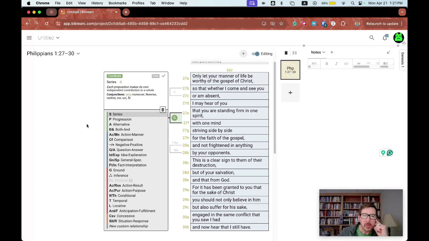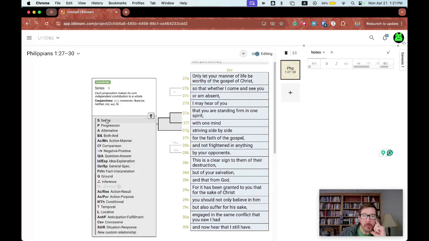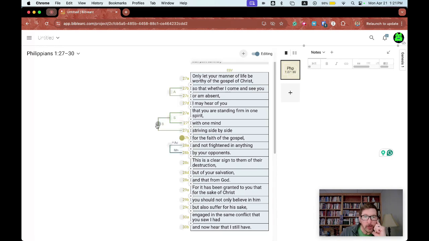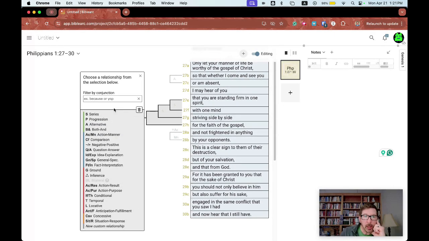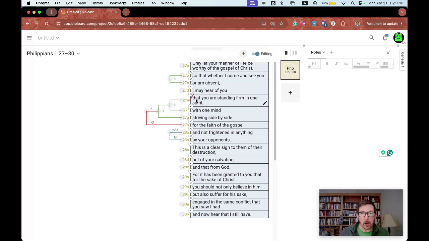So he wants to hear that they're unified and that they are striving side by side. I'm going to say that's another series here because it's two different things, but they're really pushing toward the progression of the gospel here. They're standing firm in unity, and they're striving side by side for the faith of the gospel. Okay, yeah, it's a grounding. The reason why they are standing firm in unity here and striving side by side is for the faith of the gospel to go forward.